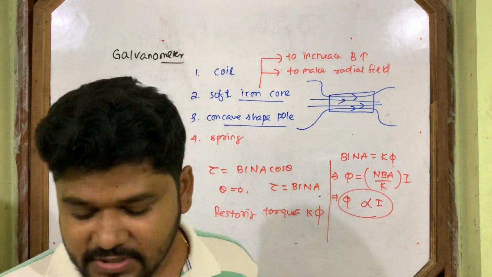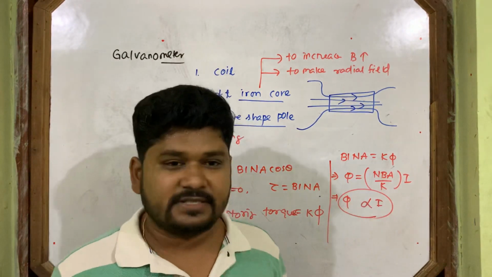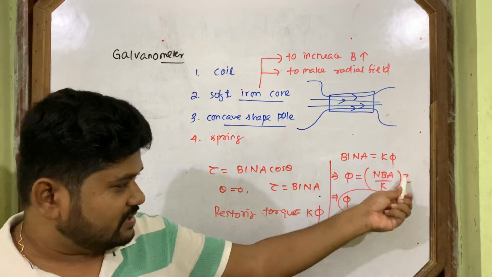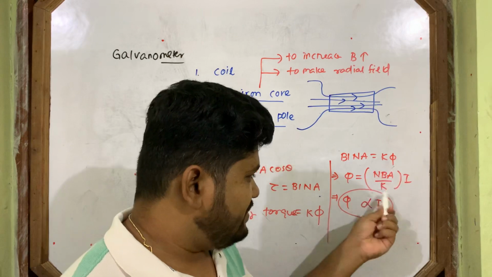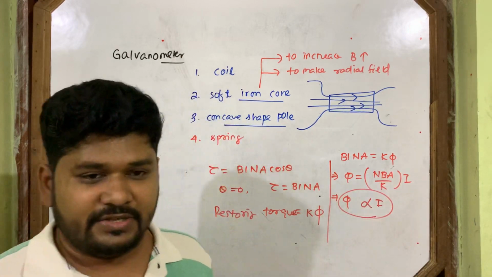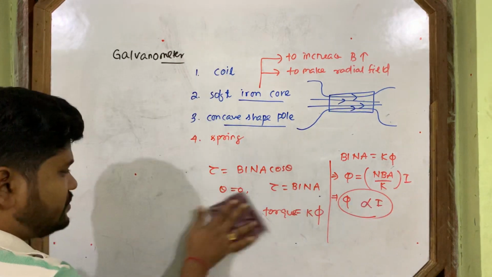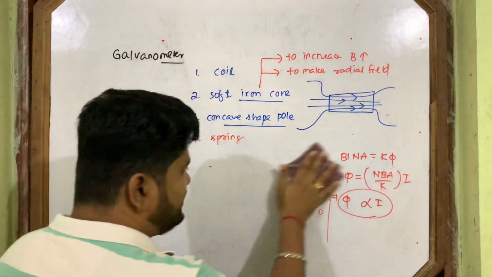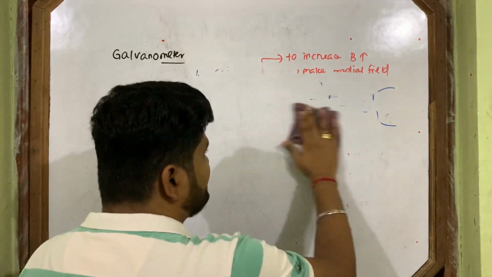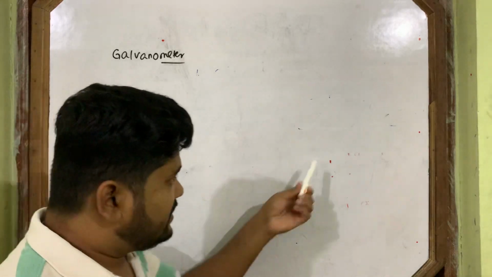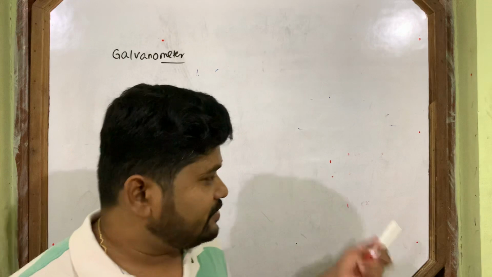So you can know that the galvanometer works like this. Some books write NAB by K as the galvanometer constant. You can write it, but your NCERT book does not write it like this. So this is about the galvanometer. I didn't draw the figure here; you can draw the galvanometer figure from your NCERT book.